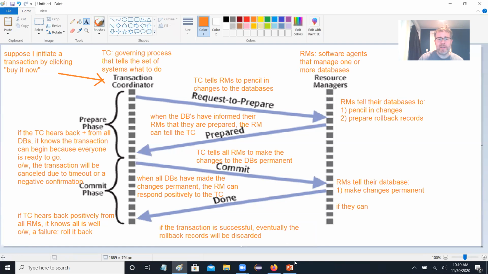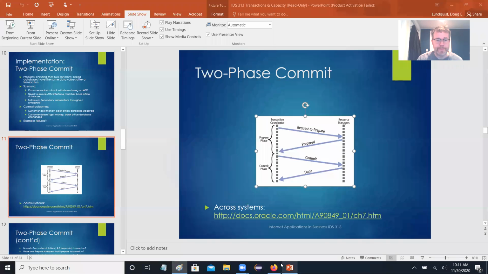Questions on this? Does this make sense? This is kind of the centerpiece of the transaction process. So remember, a key point about two-phase commit is simply that you have a bunch of databases managed by different resource managers. The transaction coordinator wants to ensure that at the end of the day, you don't have different databases showing different results. You don't have some of them showing that the transaction went through and others showing that it didn't. And two-phase commit is a mechanism for ensuring that's true.